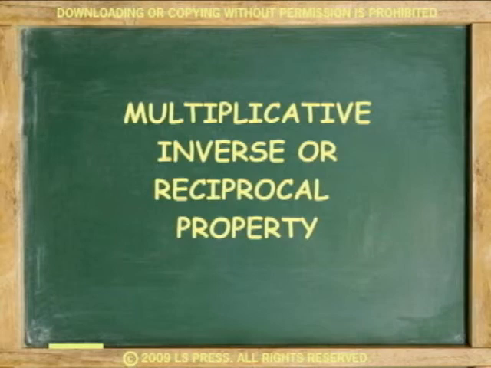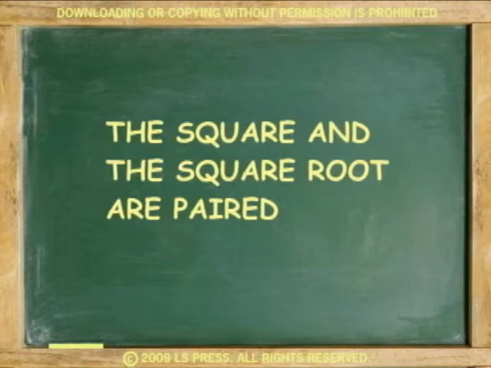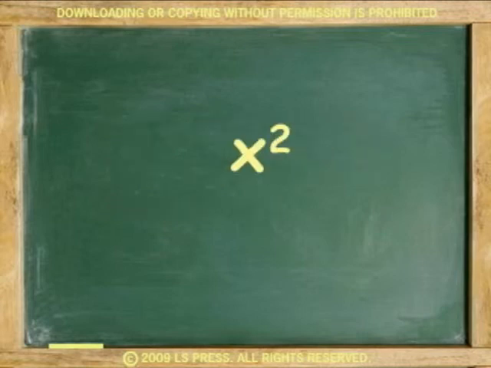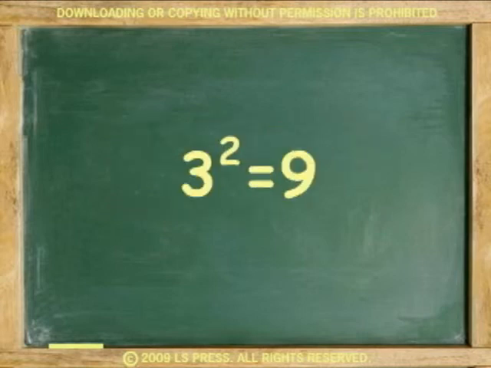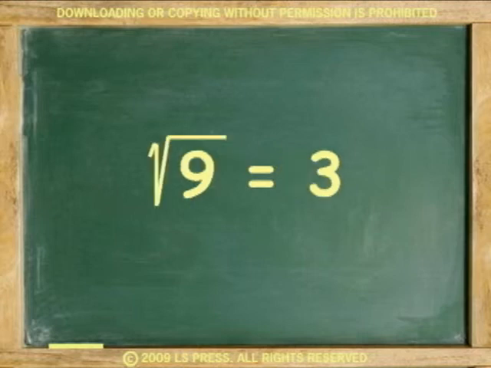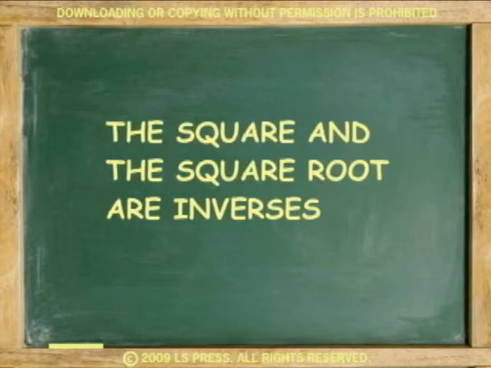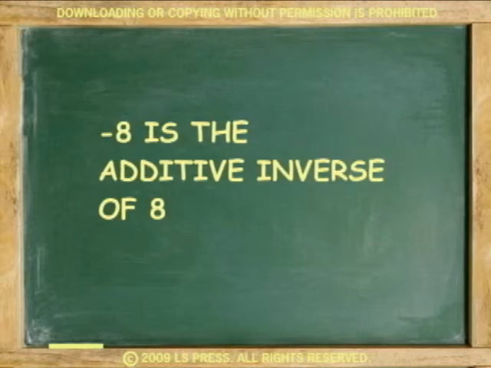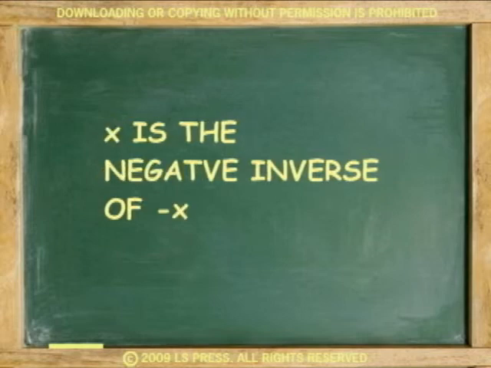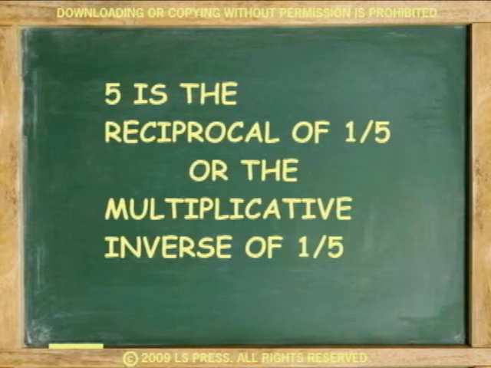In algebra, we can also pair the square and the square root. The square raises numbers to the second power. 3 squared equals 9. And the square root does the opposite. The square root of 9 is 3. In other words, the square and the square root are inverses of each other. So negative 8 is the additive inverse of 8. And x is the negative inverse of negative x. And 5 is the reciprocal of 1 over 5. Or we can call it the multiplicative inverse of 1 over 5.